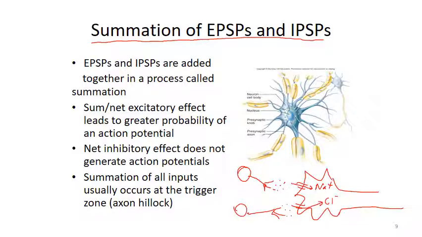So here, the positive and the negative charges are battling each other. Whichever one you brought more of wins out. If you brought in more sodium, more positive charges, then the positive charges would win out. But if you brought in more chlorine charges, or negative charges, then the negatives would win out. This is called summation.